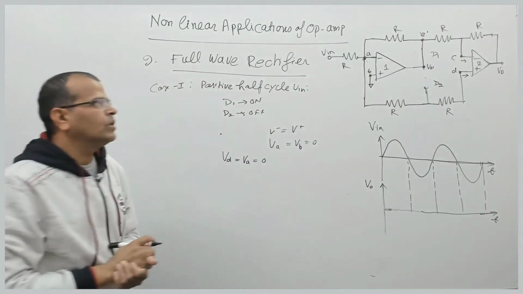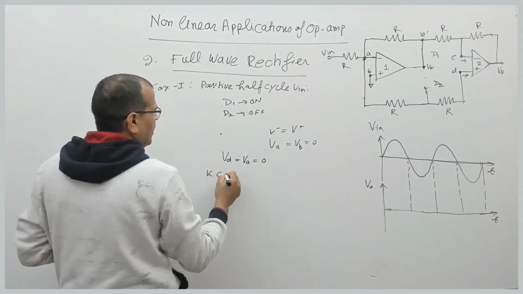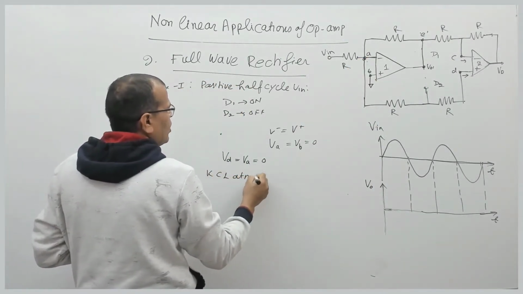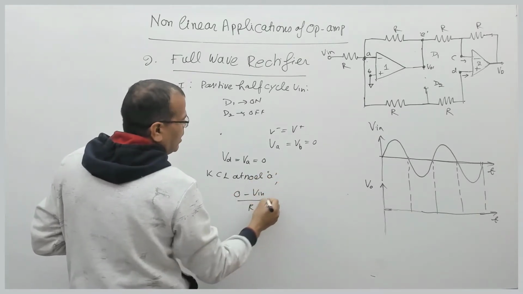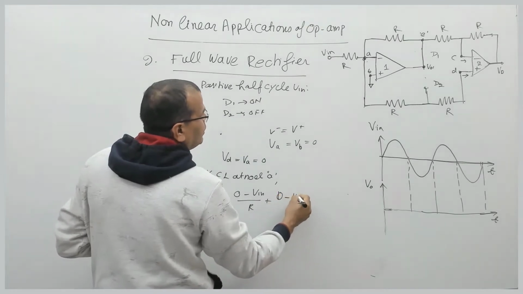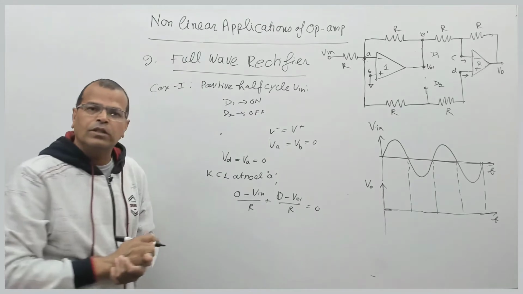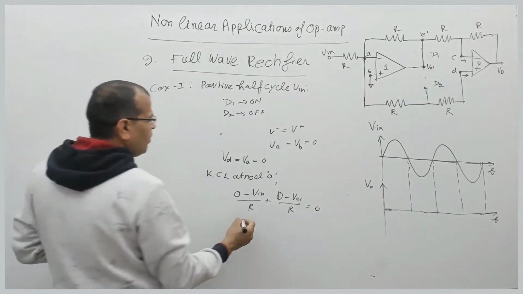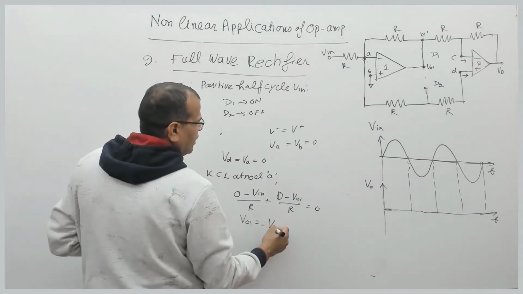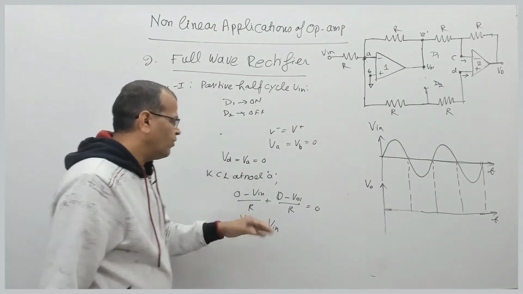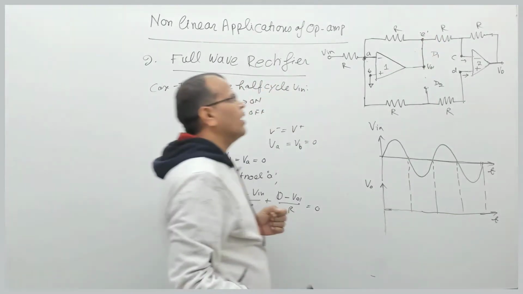Now if you apply KCL at node A, what do we get? (0 minus Vin)/R plus (0 minus V01)/R is equal to 0. You can take it like that. So what will be V01? V01 will be equal to minus Vin. So the voltage at this point is minus Vin.